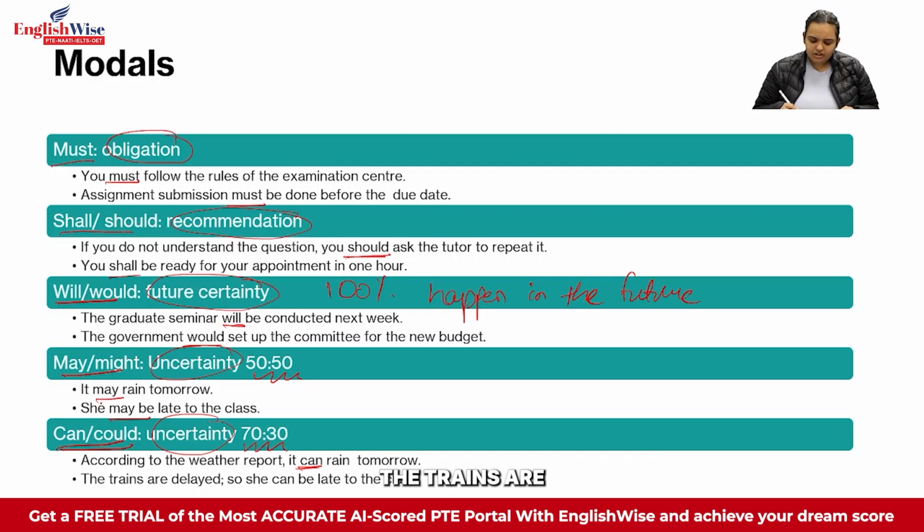The trains are delayed, so she can be late to class. Now, I have a reason over here that the trains are delayed, so the certainty becomes 70-30. That means I'm holding one side of the story more.